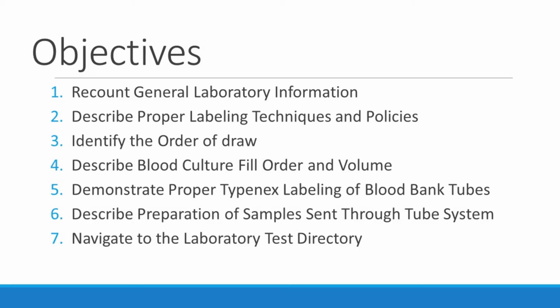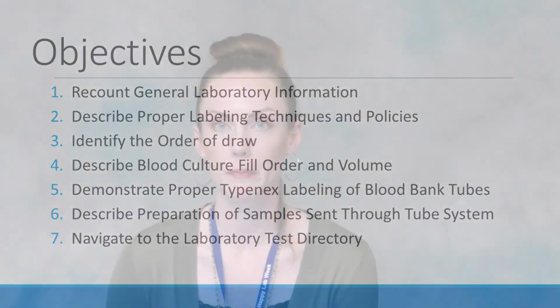Here are a few objectives that go over what I'll talk about today. We'll go over just basic general lab information, labeling, order of draw. We do talk quite a bit about blood cultures and the blood bank, and then a little bit about the tube system and our test directory.